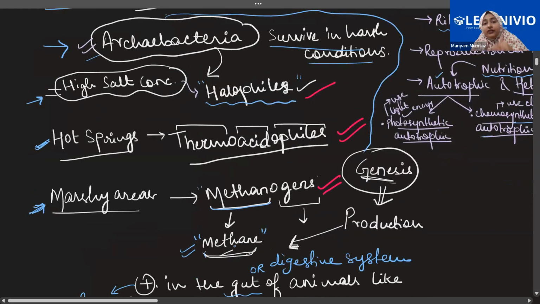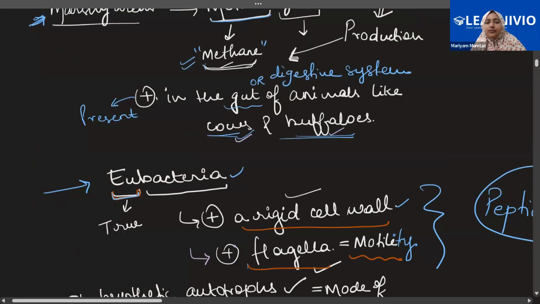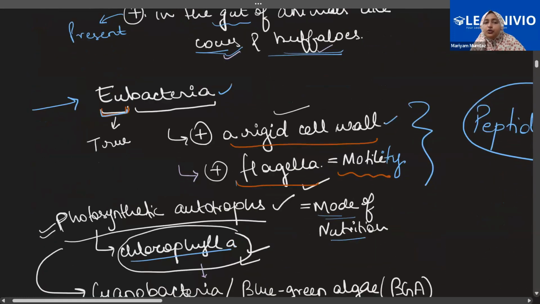So archaebacteria are further of three types: halophiles, thermoacidophiles, and methanogens. They can survive in harsh conditions. And if somebody asks you why, you can say that it is because they do not have a cell wall present. Now, after that comes the eubacteria.